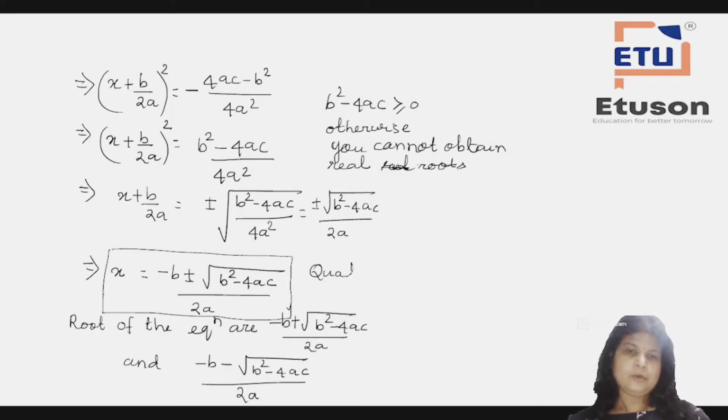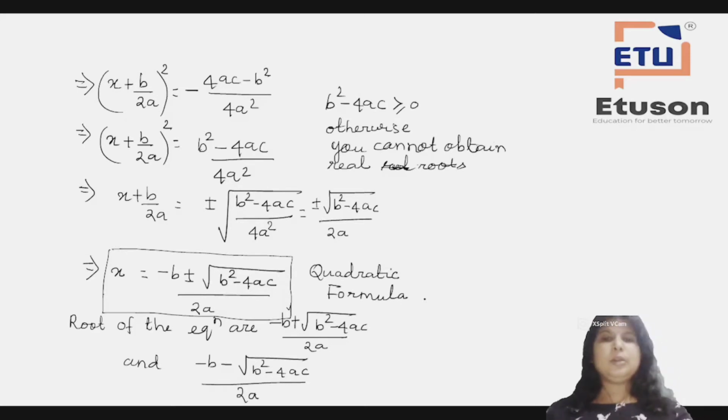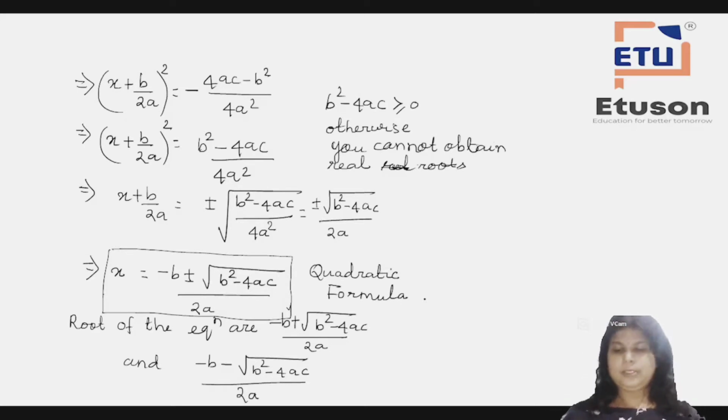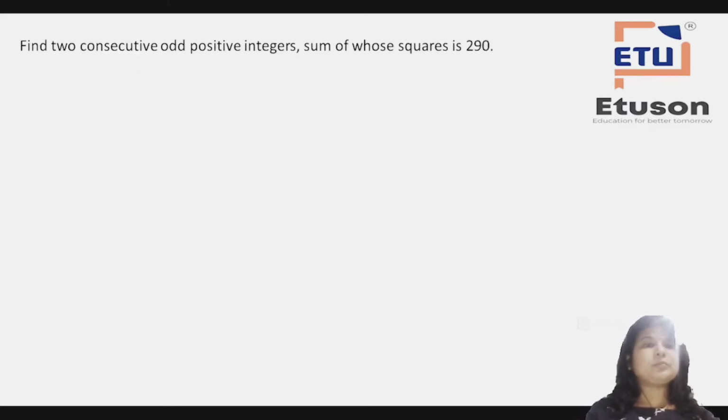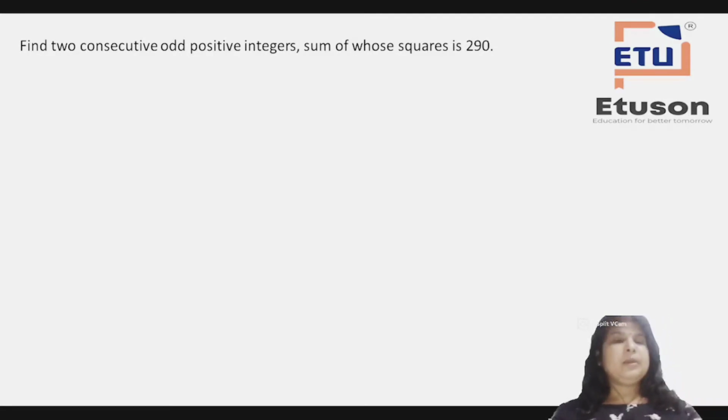Quadratic formula. It is called the quadratic formula. So directly you can use this formula to find the roots of a quadratic equation. Can you see that? Just remember it: x equals minus b plus or minus square root of b square minus 4ac, divided by 2a. Here b is the coefficient of x, a is the coefficient of x square, and c is a constant. Correct? Now let us solve this problem using this method.